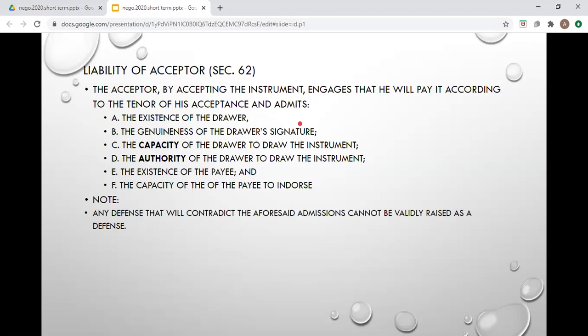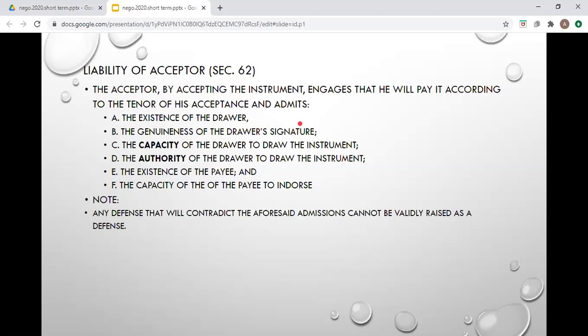Capacity of the drawer to draw the instrument. What's the meaning of that? It means that the acceptor has admitted that the drawer has the legal capacity to actually give consent to the instrument. That he is not a minor, that he is not insane, that he is not a deaf-mute who does not know how to read or write.